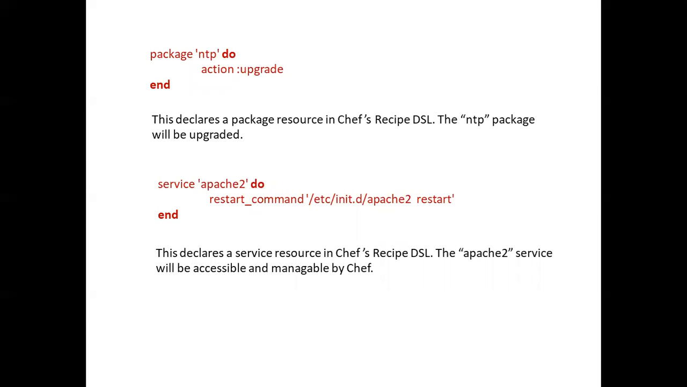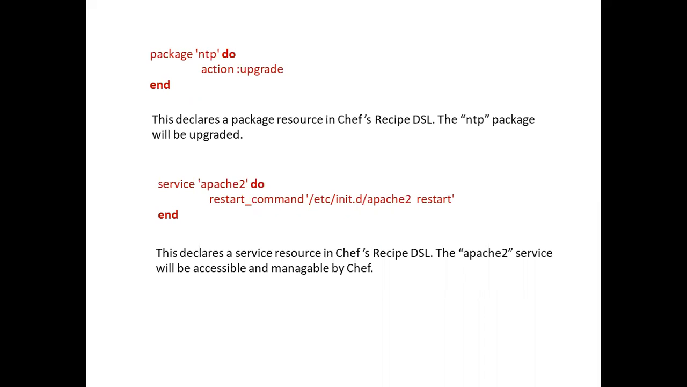So we'll see some real-time recipe examples. In case you see a package and do action upgrade. Now what is package? It is not a Unix or Linux keyword. It is just the native-language package. My package name is NTP, do and end, action upgrade. That means the program is already there in the machine, it just needs an upgrade.